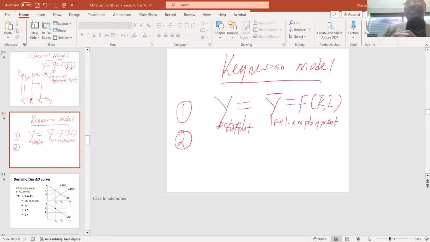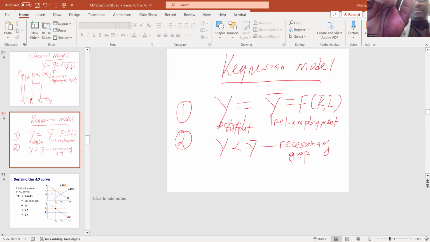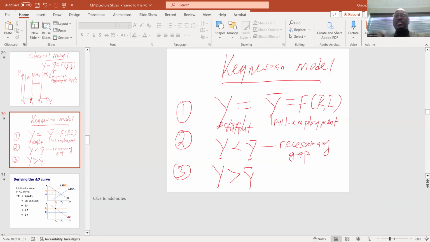or long run output. Then, Keynes might argue that sometimes your actual output could be less than your full employment. The economy could be producing in a recessionary gap, because when actual output is below full employment, that results in a recessionary gap. Or the last scenario is when your actual output could be above it: the economy could be overheated, produced beyond its full employment value. That leads into what we call an inflationary gap. You know this already, even from chapter 10.